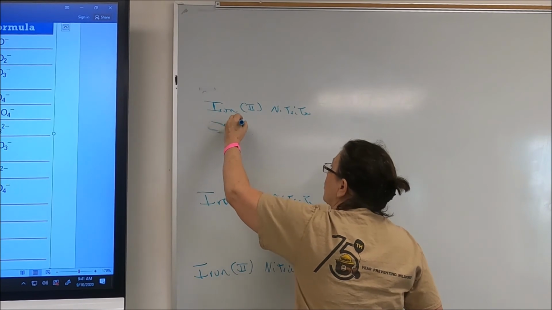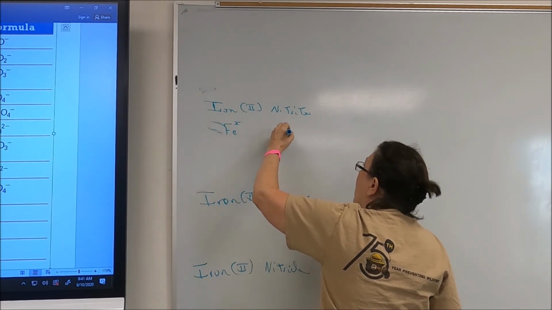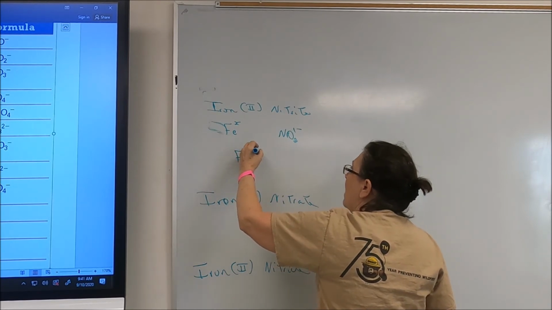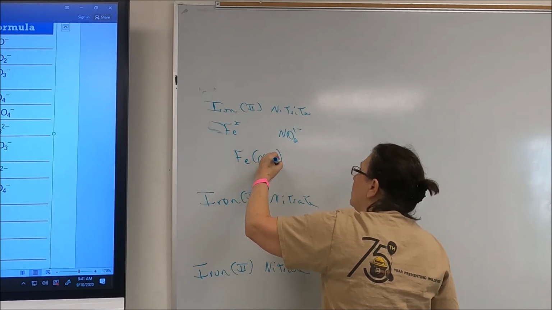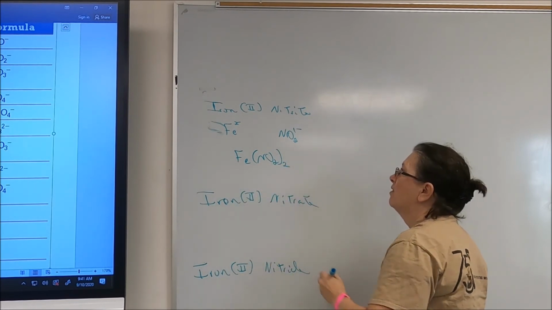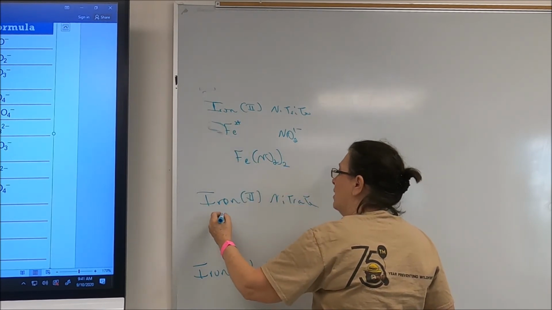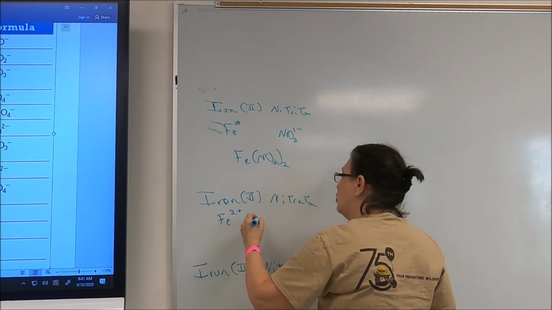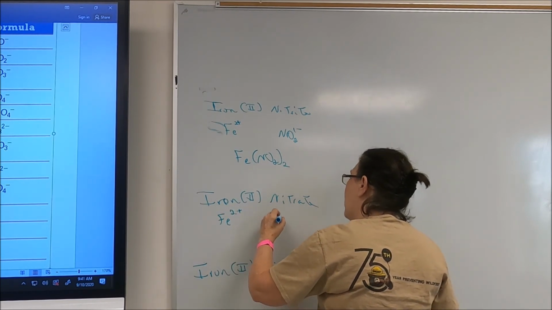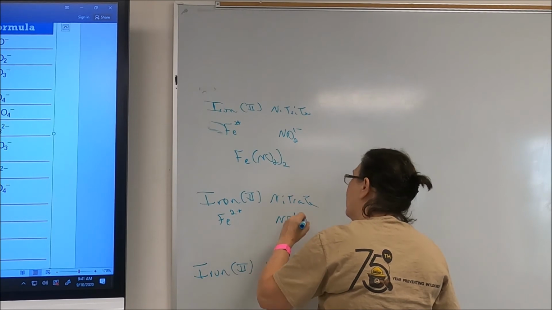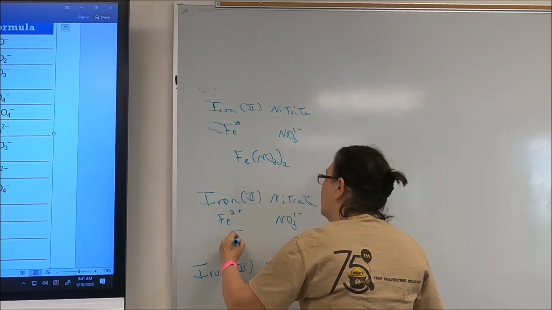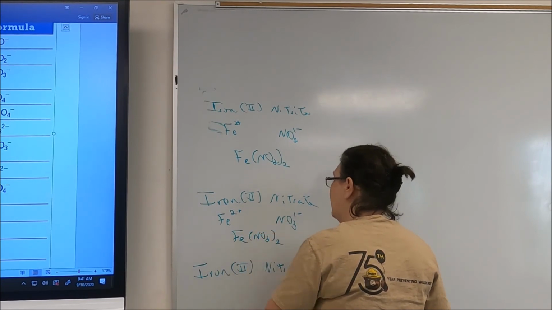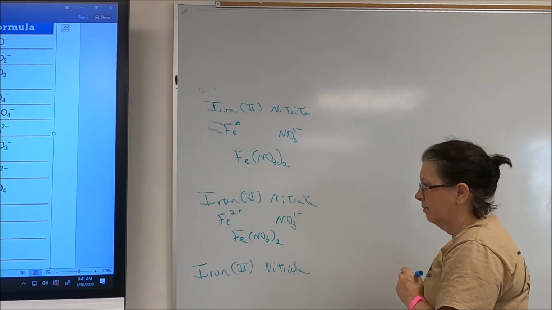I have iron 2+, and the nitrite ion is NO2 1-. So I get Fe(NO2) taken twice. Here again, in the iron 2 nitrate, I have iron 2+, and the nitrate is NO3 1-. So I have Fe(NO3) taken twice.